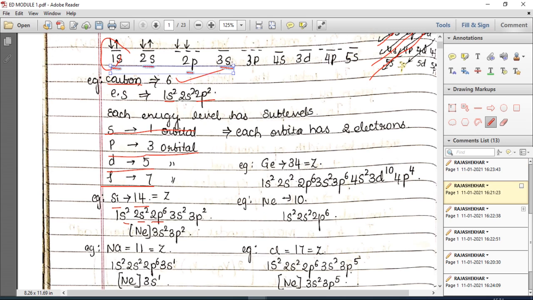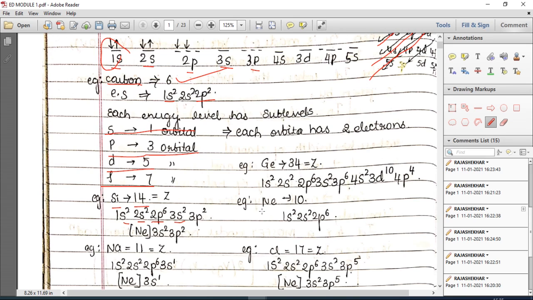Next again we have 3s. Again s can hold 2 electrons, 3s². What I need is 14. Already it covers 10 here: 2 plus 2 plus 6 plus 2. So 10 are completed, remaining left with 2 only. Therefore these 2 electrons are mentioned in the next, that is 3p². Like this we have written the electronic configuration for silicon.